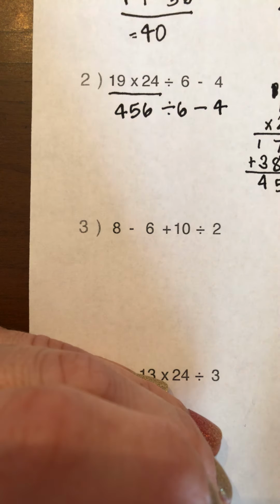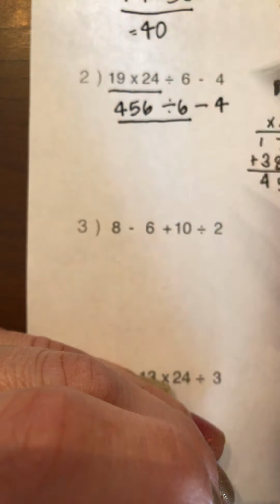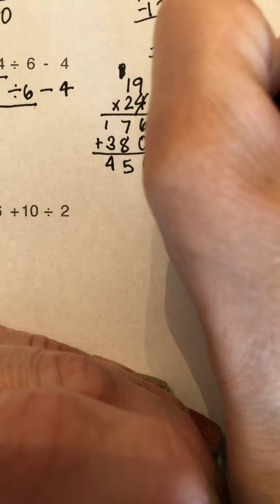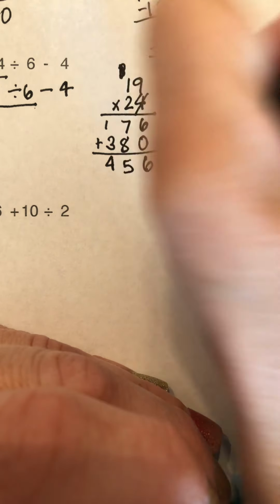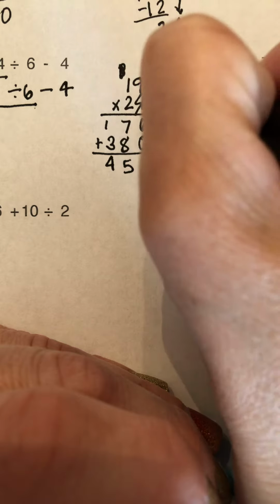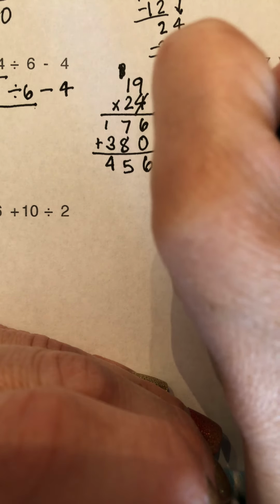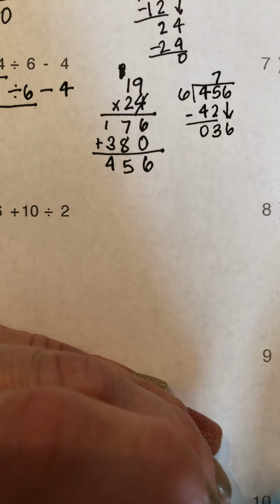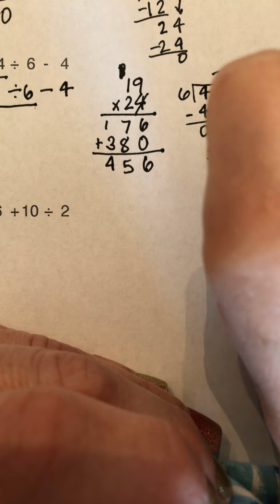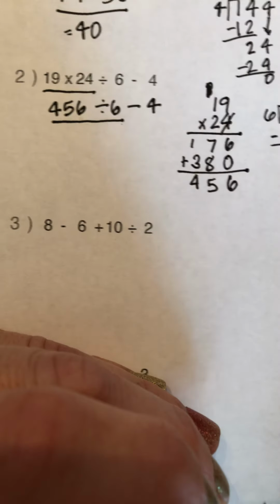Now we didn't have parentheses, we didn't have exponents, we did our multiplication. Now it's time to do division. So we're going to say 456 divided by 6. I don't know that. So we'll come over here and go 456 divided by 6. 6 goes into 45 7 times. 7 times 6 is 42. 5 minus 2 is 3. 4 minus 4 is 0. Bring down your 6. 6 goes into 36 6 times. 6 times 6 is 36, so there's no remainder. So my answer to 456 divided by 6 is 76.